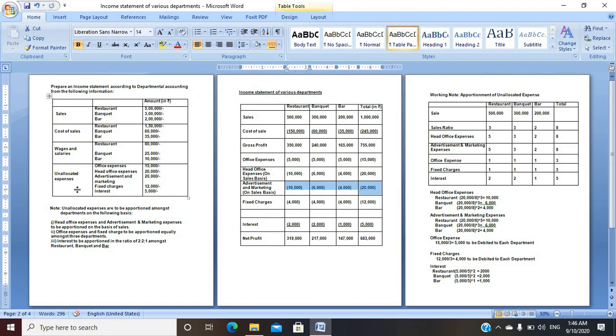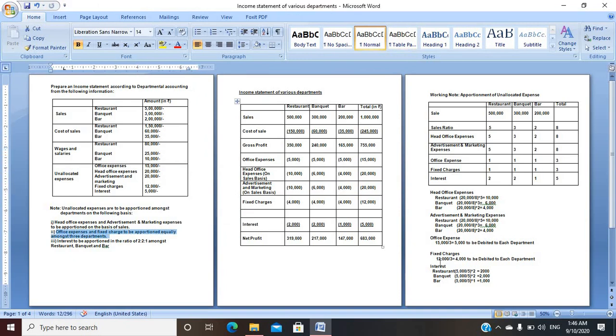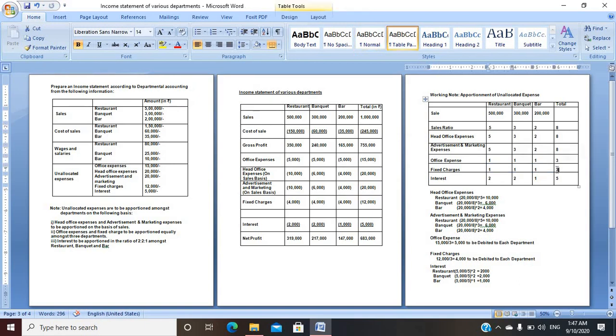Next we have the fixed charges. Fixed charges amount is 12,000, but you can see the instruction here: office expenses and fixed charges are to be apportioned equally among the three departments. So fixed charges, 12,000 divided by 3, gives me the figure 4,000. How do I calculate this? Equally, 1 by 1 by 1 gives me the figure 3. Total will be 3. So 12,000 divided by 3 gives me 4,000. So 4,000 in all columns I mentioned here gives me the figure 12,000.